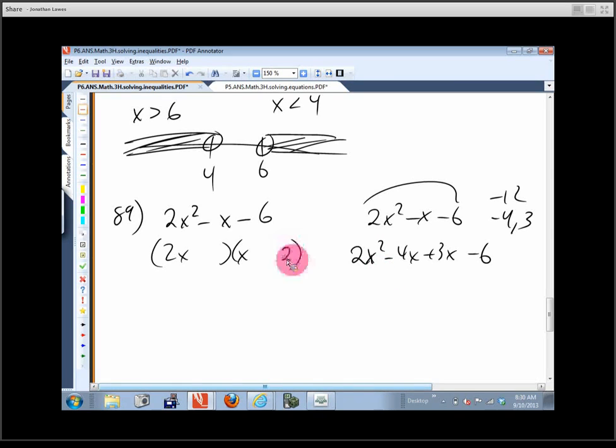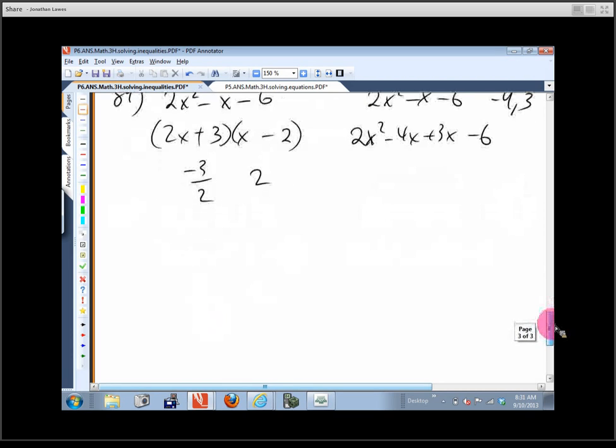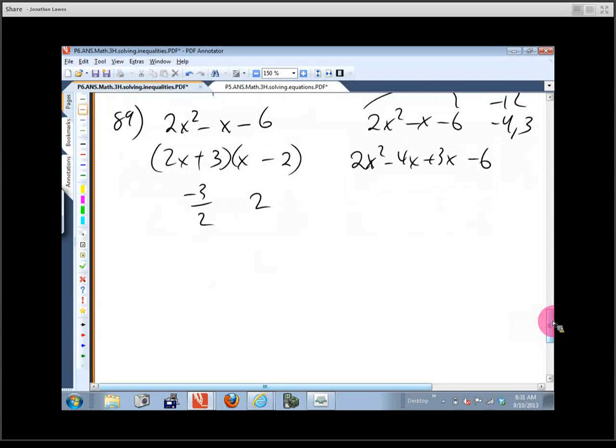Let's see, a 2 here and a 3 here will do it. This one needs to be negative and that one needs to be positive. Okay. So what's the critical number that comes from this one? Okay, critical number here is 2. Critical number here, remember we talked about this last week? Opposite of the constant divided by the coefficient, so negative 3/2, negative 1.5. Okay? Any questions?